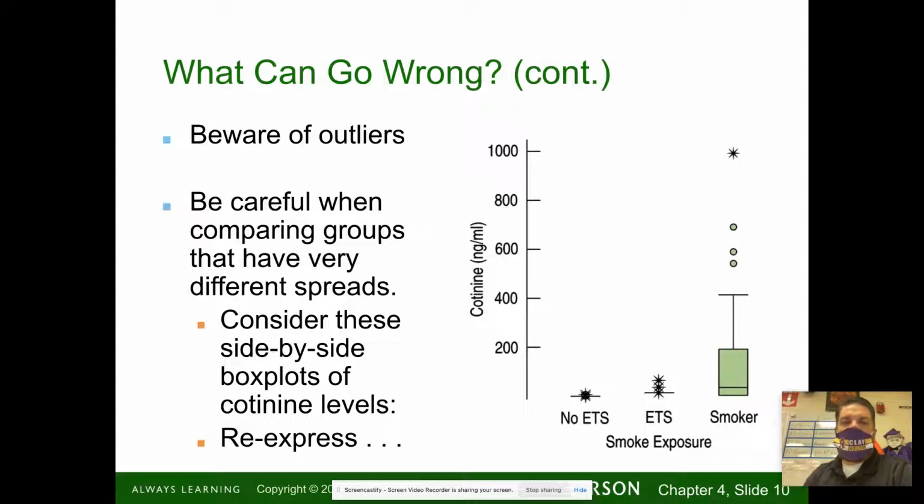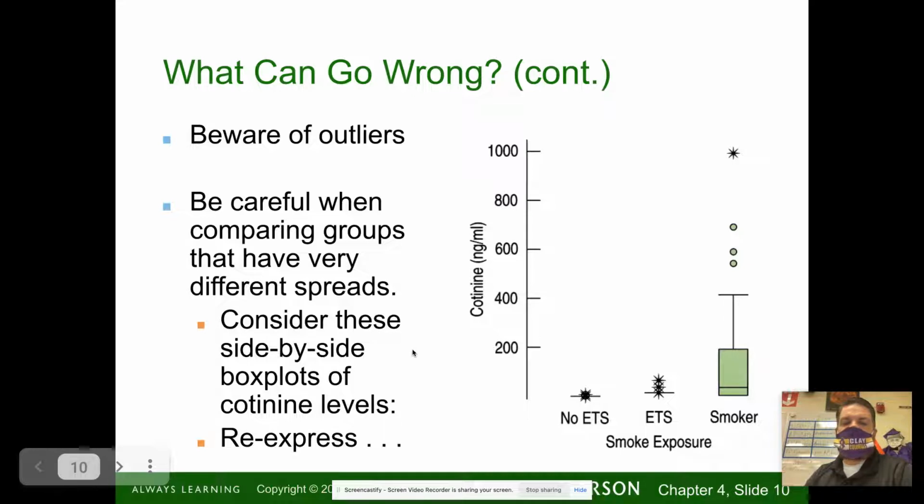What can go wrong? Well, the outliers can definitely skew the data for sure. So if I were to take the average here for a smoker, these outliers are going to mess up my centers, okay? So we have to be careful when we compare groups that have different spreads.